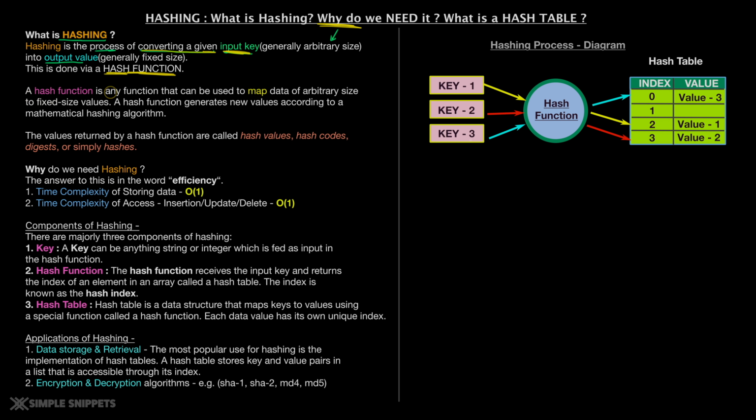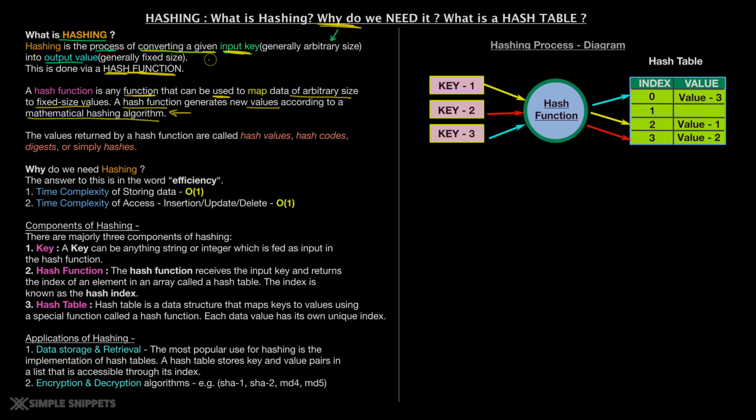So a hash function is any function that can be used to map data of arbitrary size to a fixed size value. Again, this is just the same statement which is framed differently, basically taking input data of arbitrary size and converting it to a fixed size value. So this hash function generates new values according to a mathematical hash algorithm, and this algorithm can be anything. Okay, so there are many different hashing algorithms, and depending upon that we take a certain input and we generate a certain output. Okay, makes sense?